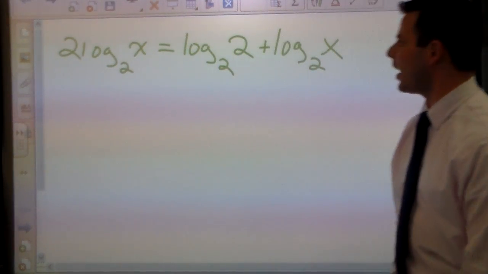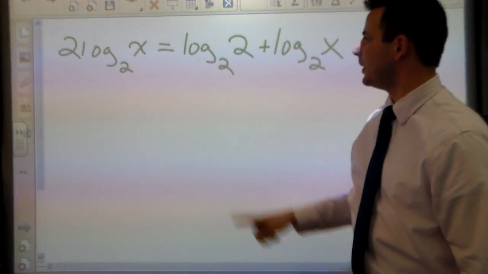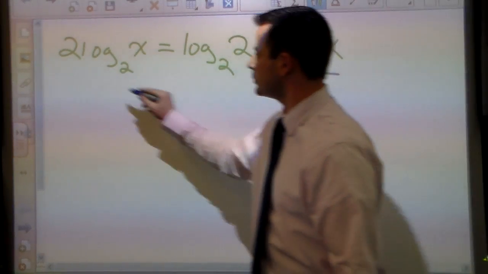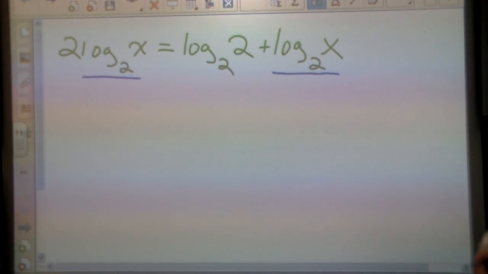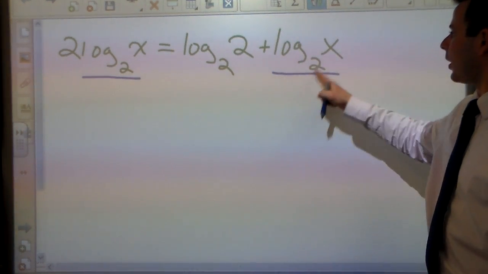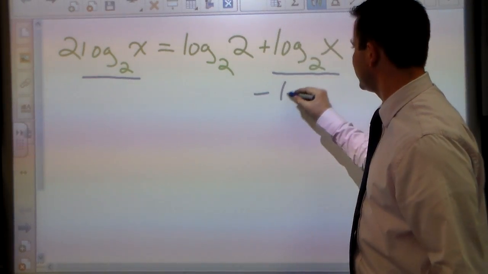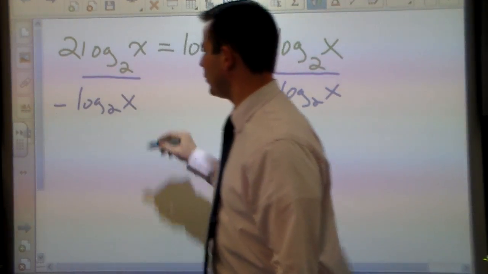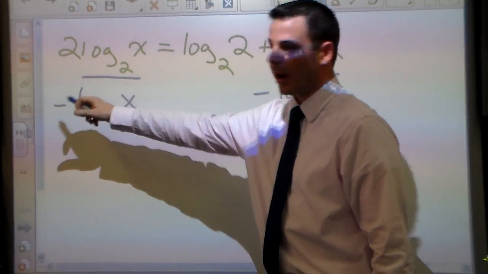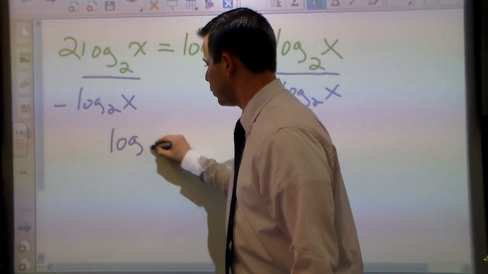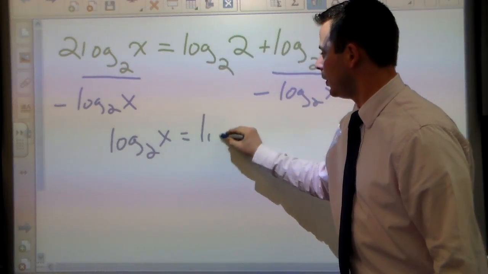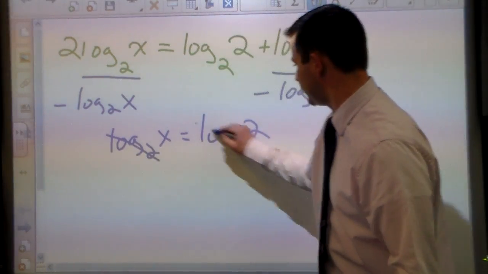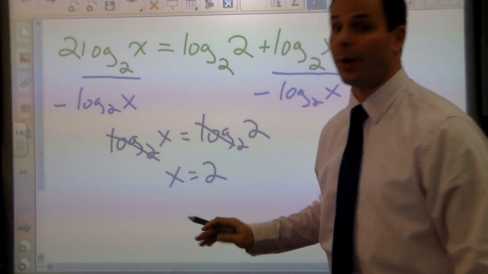So now, what we have here is 2 log base 2 of x equals log base 2 of 2 plus log base 2 of x. If you look carefully enough, these are like terms here. Let's subtract log base 2 of x from both sides. Well, 2 log base 2 of x minus 1 log base 2 of x is just 1 log base 2 of x, and that equals log base 2 of 2. So I have log equals log. Cross them out. X equals 2. That was a lot easier.